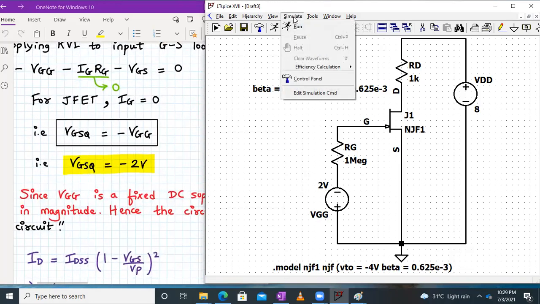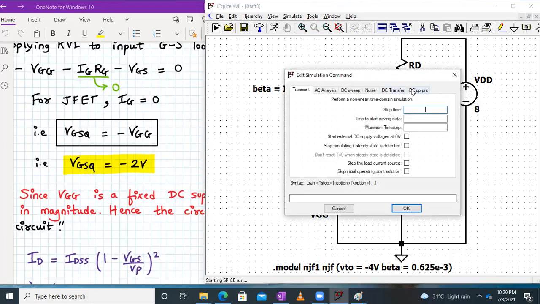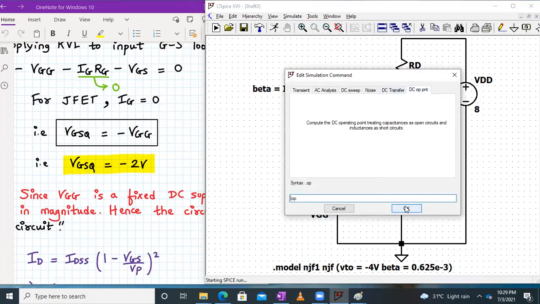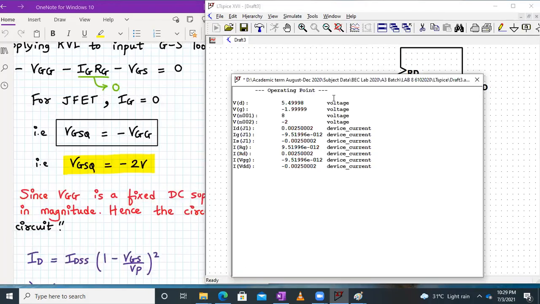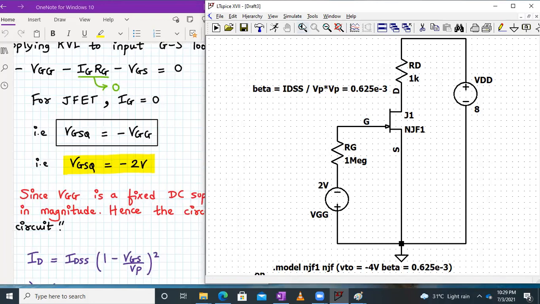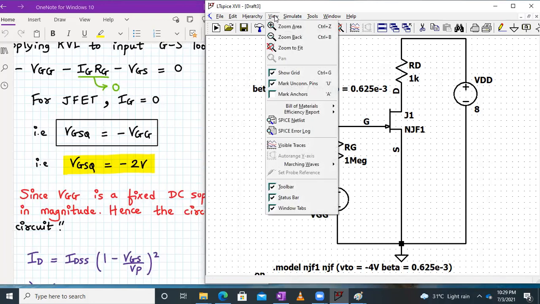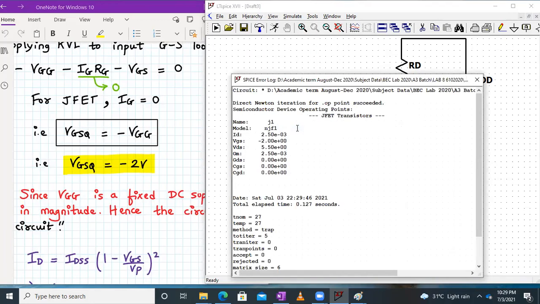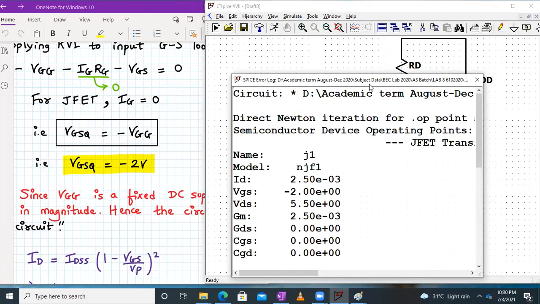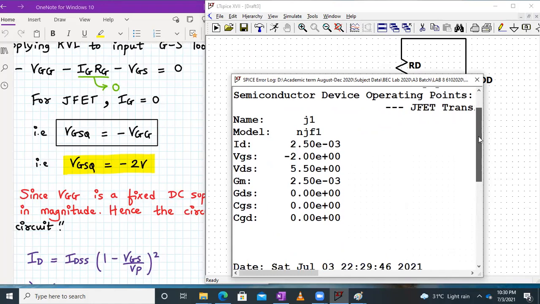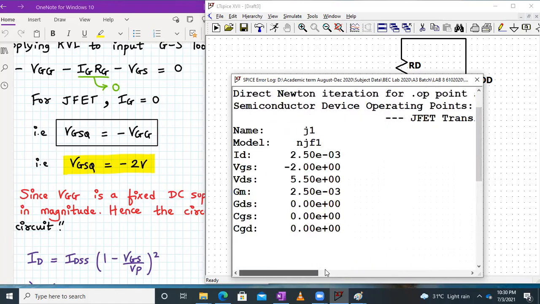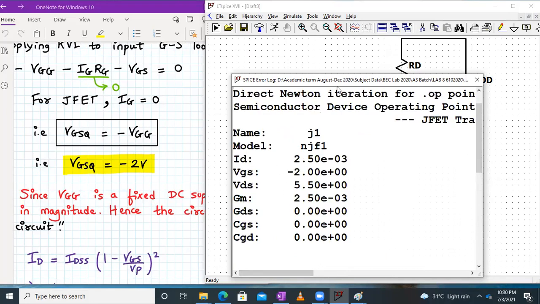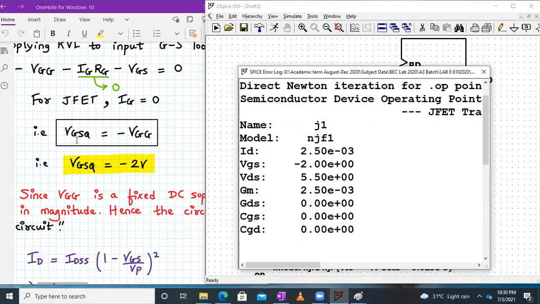So we'll go to simulate, click on run, and click on the DC operating point, and then click on OK. The moment you click on OK, you will get all the values, right? But you close this, we can view this in the spice error log. So what you have to do is go to view, click on spice error log, and here are all the values for this particular JFET NJF1. Okay, so for these particular JFET transistors, these are the parameters for this circuit we got. So what are the parameters?